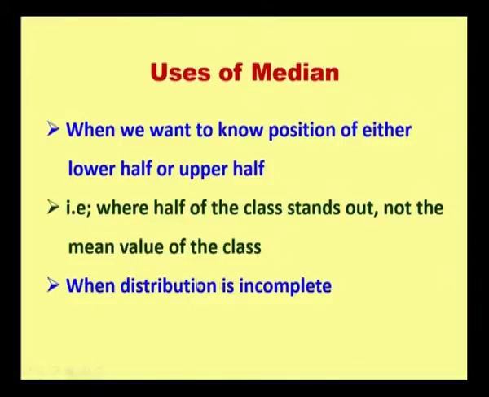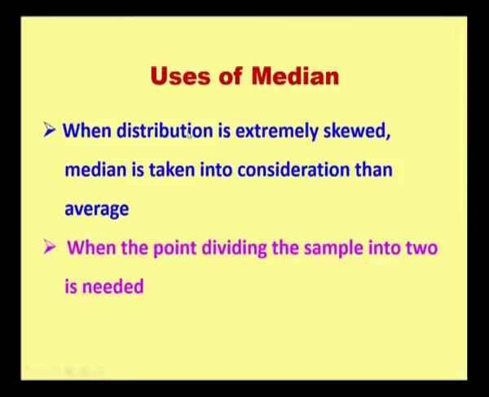And when the distribution is incomplete, still we can use the median. And now, what are the other uses? When the distribution is extremely skewed, the median is taken into consideration rather than the average, or in some cases when a point dividing the sample into two is needed. So, in all these cases we can use the median.